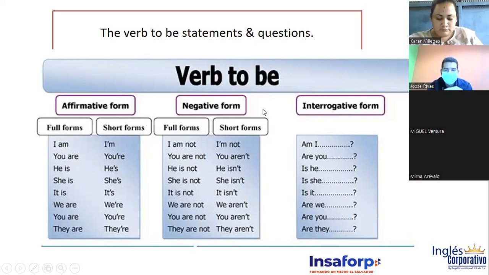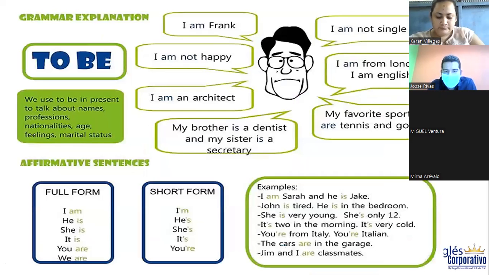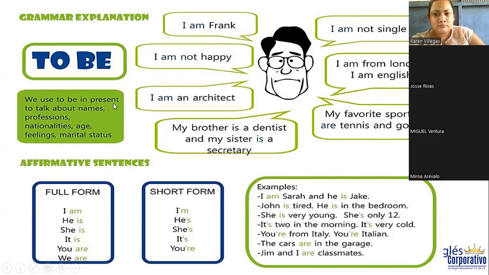Veamos ahora ejemplos de oraciones completas. Some examples with complete sentences. ¿Para qué usamos el verb to be? We use to be in present to talk about names, para decir nuestros nombres, professions, nationalities, age, feelings, and marital status. Entonces, para eso se usa el verbo to be. To say our names, for example, I am Frank. Professions, I am an architect. Soy arquitecto.